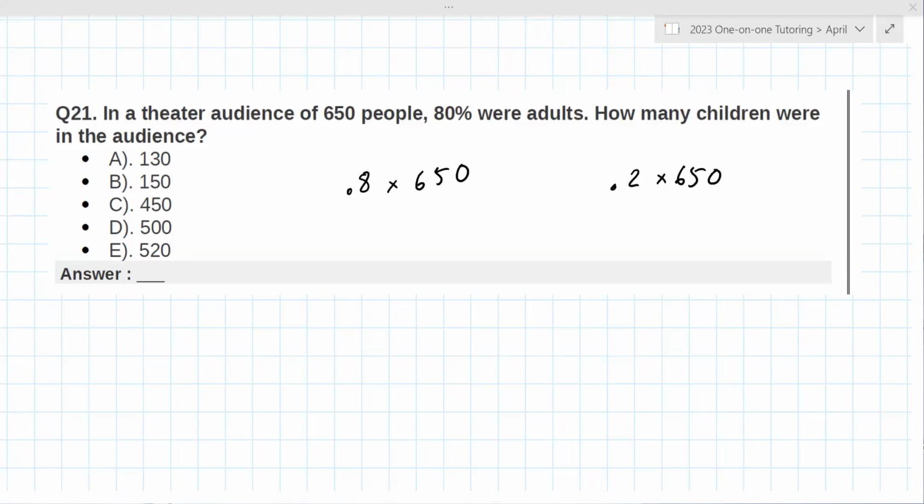Point two times 650, and that will give you your answer, right? Yes.